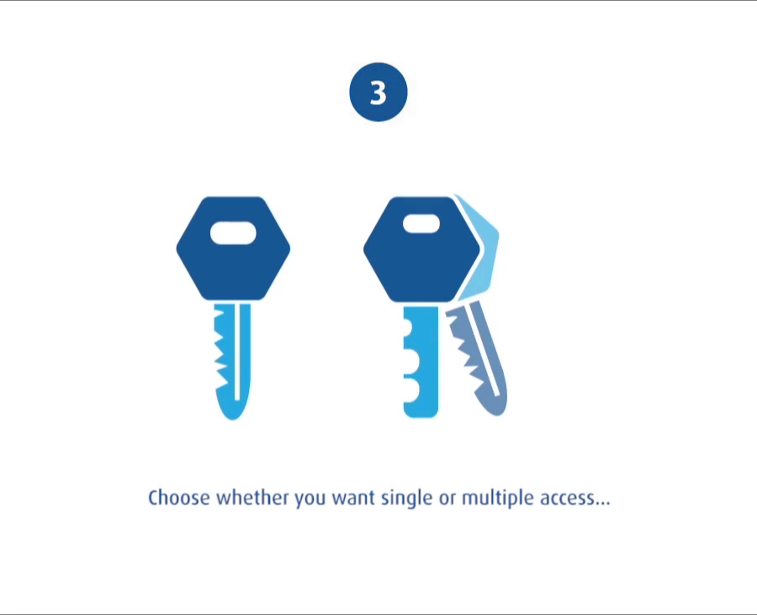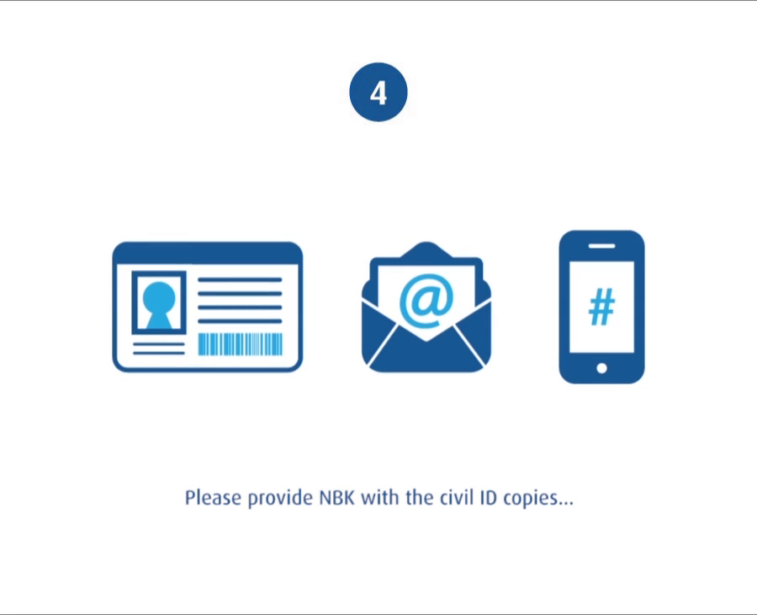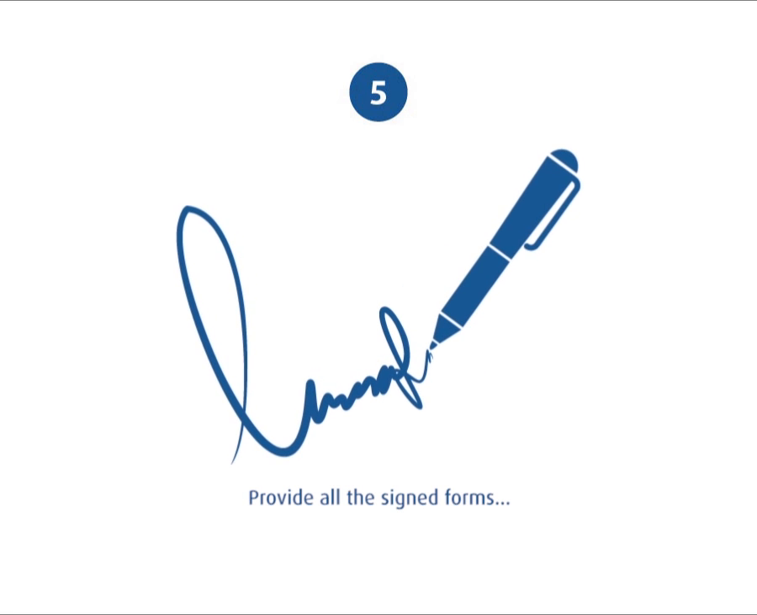3. Choose whether you want single or multiple access for your company on the portal. 4. Please provide NBK with the civil ID copies and mobile numbers of your staff who will access the portal. 5. Provide all the signed forms to your relationship officer for processing.